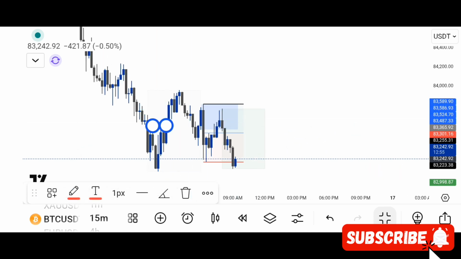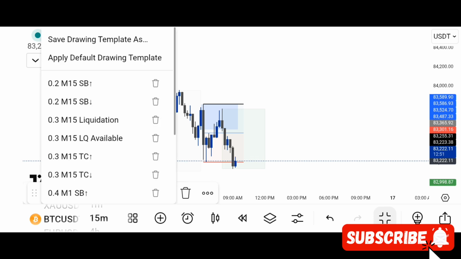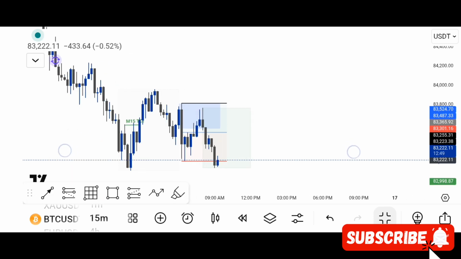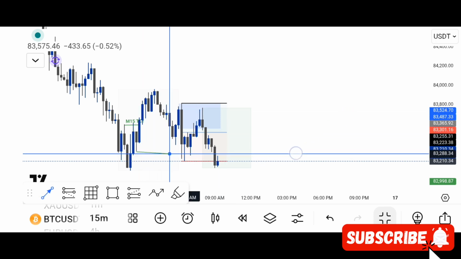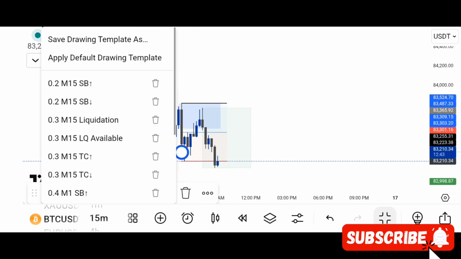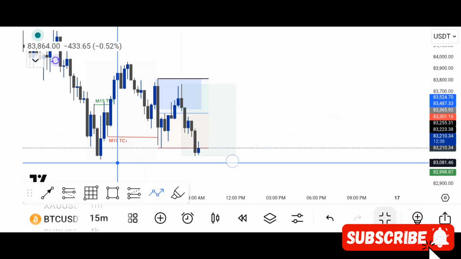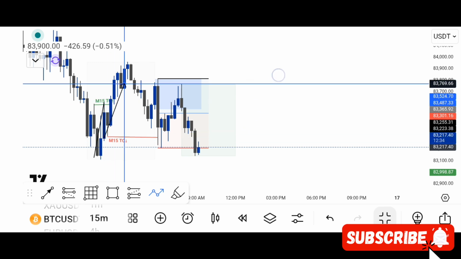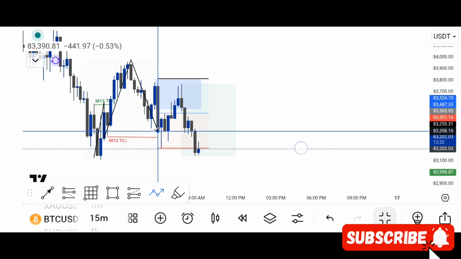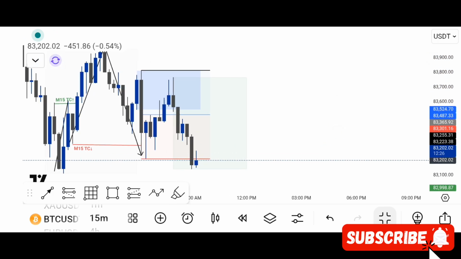You remember that our bias is bearish from the 4-hour. So we have a TC up, followed by what? A TC down after some time, followed by a TC down, which means that now we just turned from bullish to what? Bearish. So now that I have turned from bullish to bearish, I will now look for my supply zone to trade short.